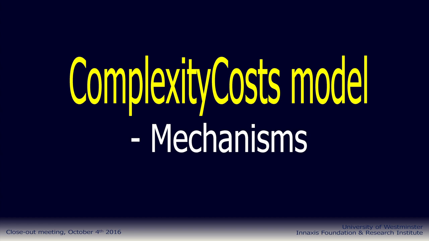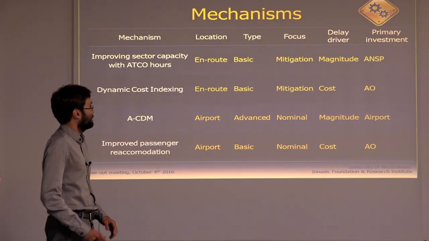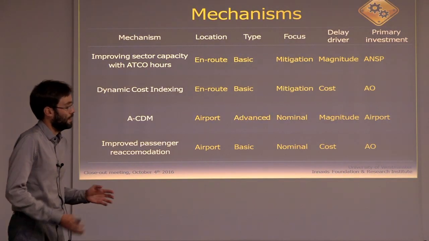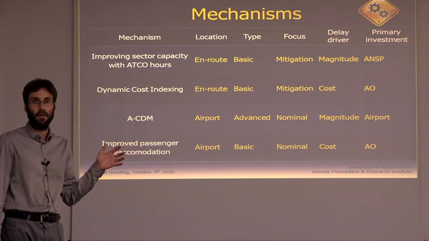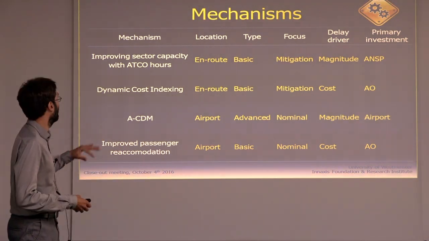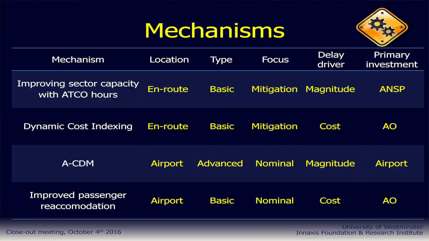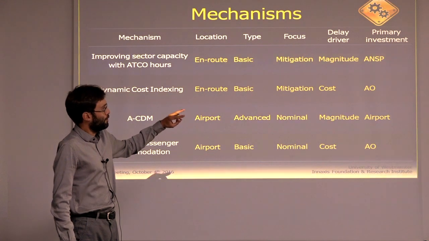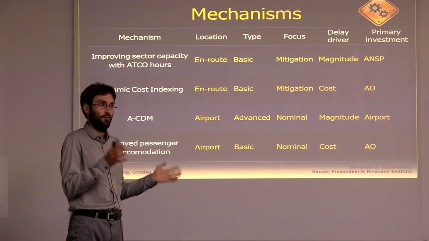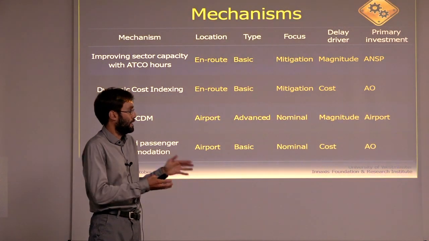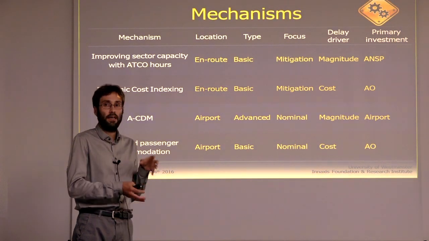So let's talk a little bit about the different mechanisms. After quite a lot of work and selecting more than 25 different mechanisms, we shortlisted them to these four. We have improving sector capacity with ADCO hours, dynamic cost indexing, ACDM, and improved passenger reaccommodation tools. We have analyzed different criteria. One of them is the location where the mechanisms apply. The first two are mainly applied when the flights are in the en route phase, while ACDM and improved passenger reaccommodation are at an airport level.